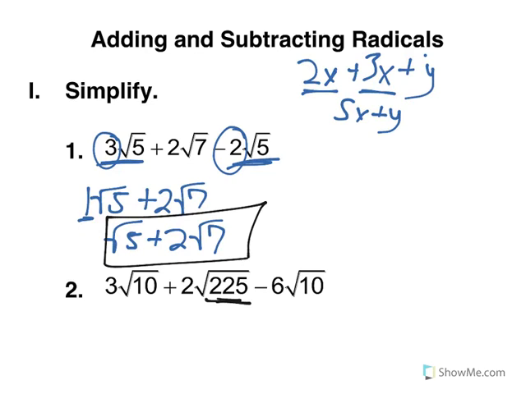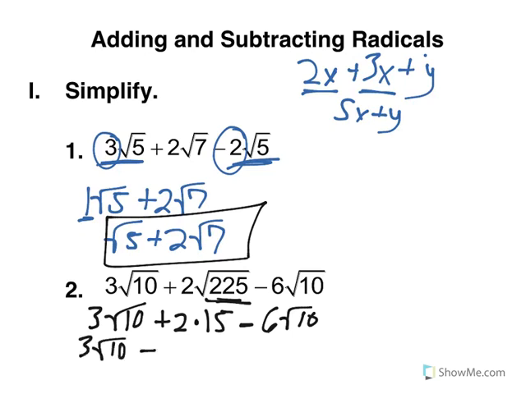So when we first simplify that one, I'm just going to leave the rest of it for now. I'm going to have 2 times, the square root of 225 is 15, minus my 6 square root of 10. I didn't change that part. So then I can do my 2 times 15. So 3 square roots of 10 plus 30 minus 6 square roots of 10. So I've simplified that portion.